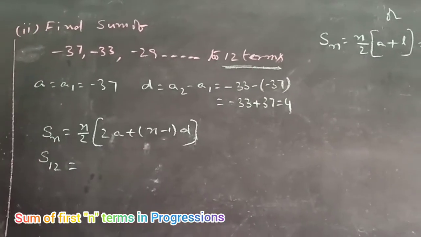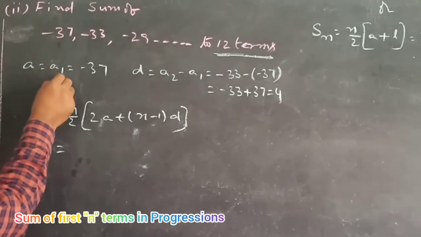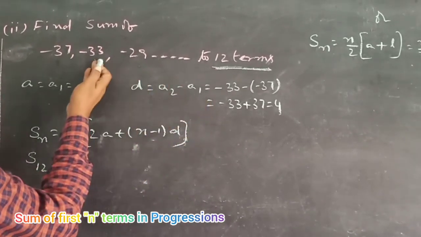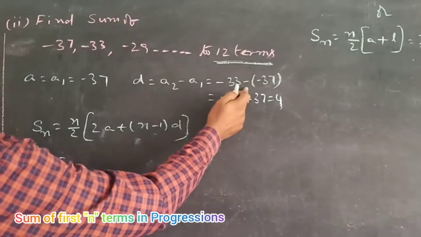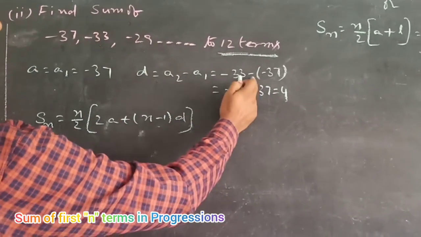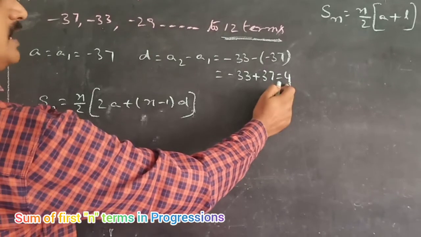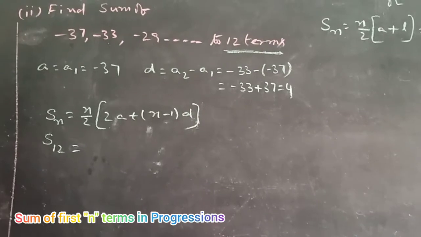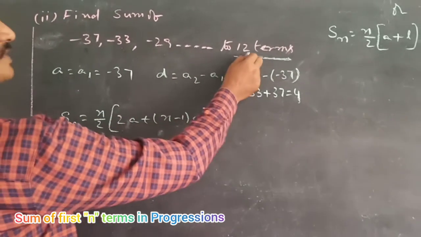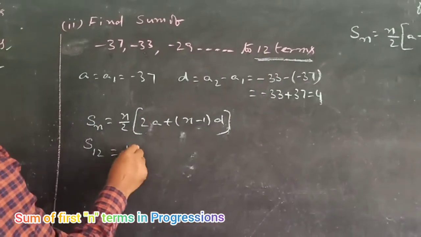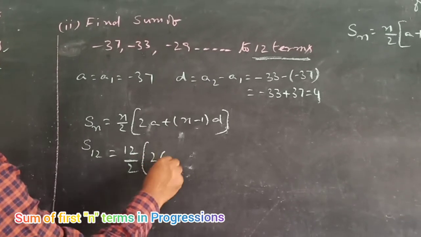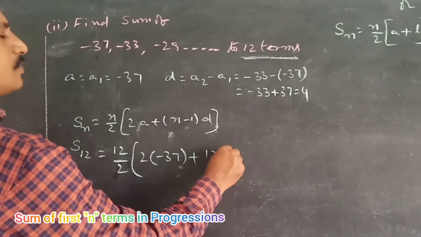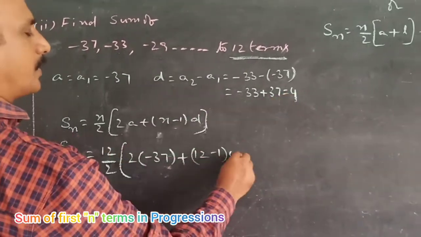Okay, next. Find the sum of minus 37, minus 33, minus 29, up to 12 terms. Sum of the first 12 terms. So here a equals a1 equals minus 37, d equals a2 minus a1, minus 33 minus of minus 37, which is minus 33 plus 37, equal to 4. Sum of the terms equals n by 2 into 2a plus (n minus 1) into d. How many terms? Sum of the first 12 terms. So S12 equals 12 by 2 into (2 into a, a equals minus 37, plus (12 minus 1) into d, d equals 4).